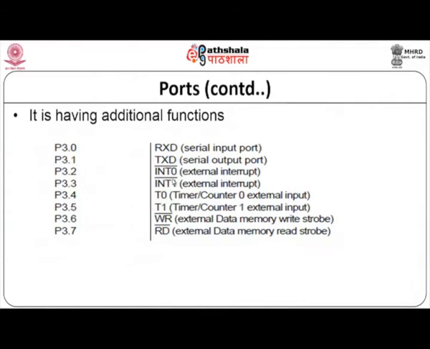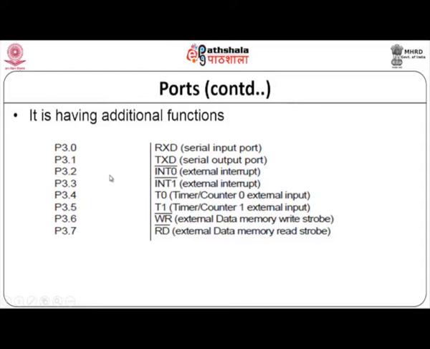Port 3 has multiple functions. In port 3, pins 3.0 and 3.1 are used for serial port communication. That means RS-232 communication can be achieved through these pins. So, this 8051 is used not only for parallel communication, it can support serial communication also. Pins 3.2 and 3.3 are used for interrupts, so external interrupts can be accepted by these pins, P3.2 and P3.3.